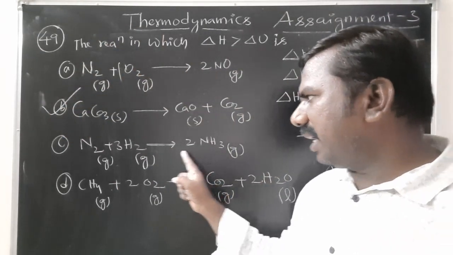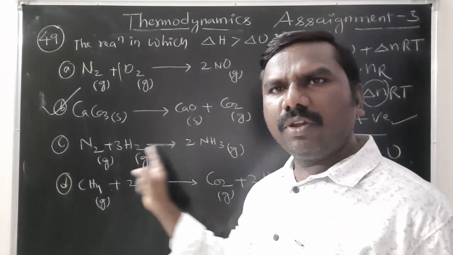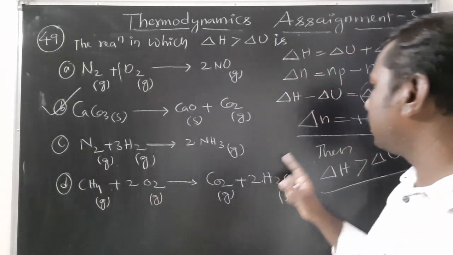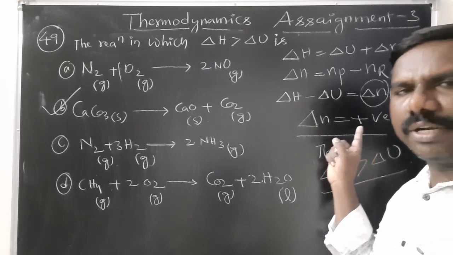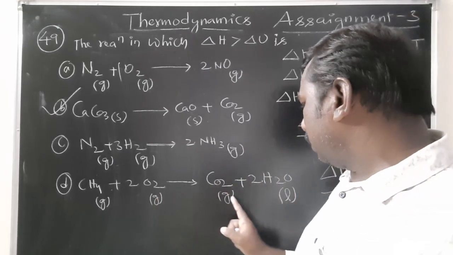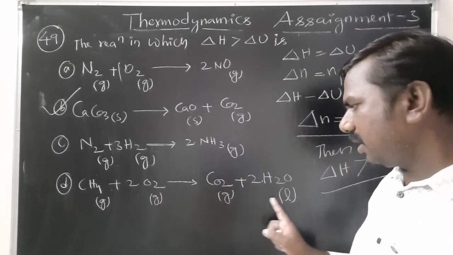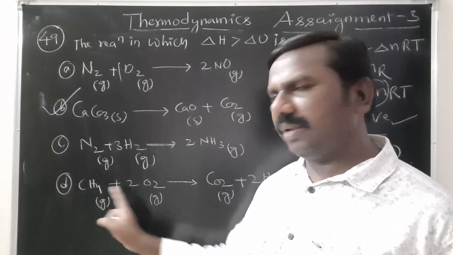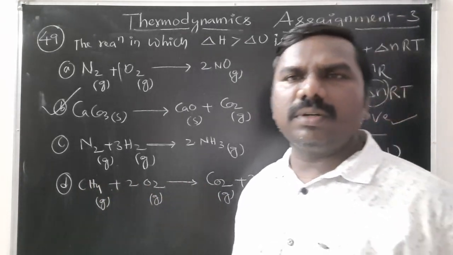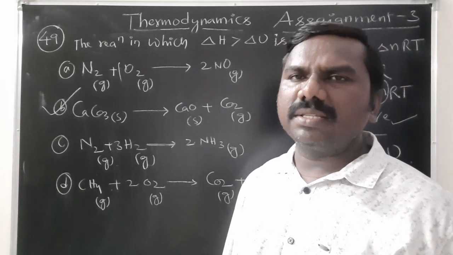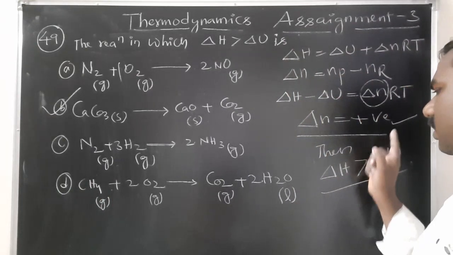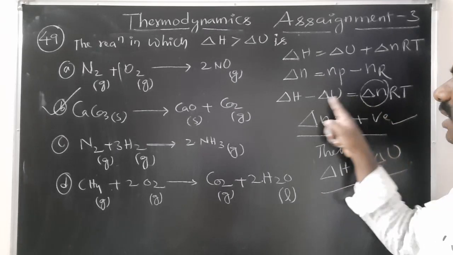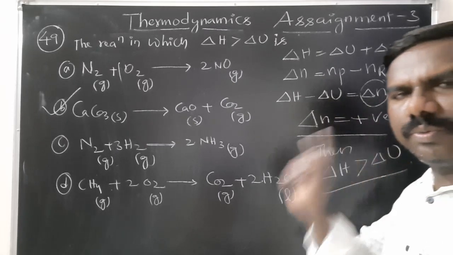Next, 2 minus 1 plus 3, 4. 2 minus 4, minus 2. Minus 2 means we want positive but it is negative. Wrong. Also, liquid is not considered. 1 minus 3. 1 plus 2, 3. 1 minus 3 is equal to minus 2. Negative is not required. For us delta N must be positive, then only delta H is greater than delta U. If this is positive, then this value is greater than this value.